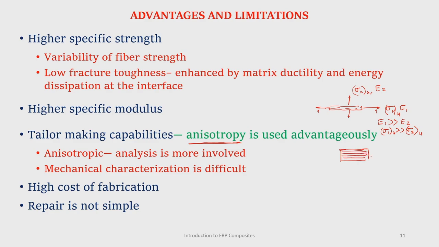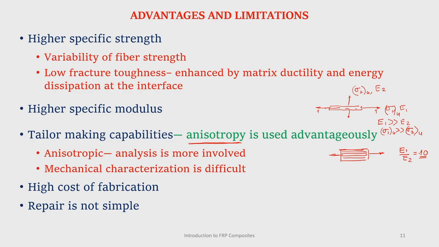Therefore, we will choose a fiber reinforced polymer composite where the fibers are in the direction of the load and it can serve, but we do not require the stiffness or strength in the other direction to be so high. Suppose we want our desired E1 by E2 to be equal to 10. We can actually tailor make that by choosing the reinforcement and the matrix and the relative proportion.